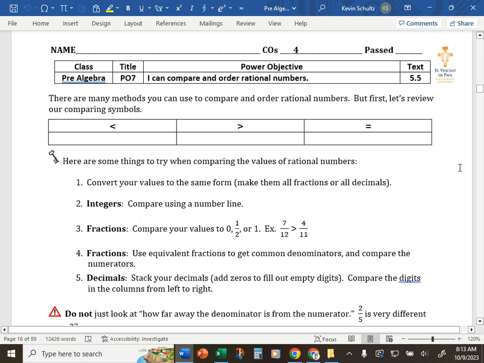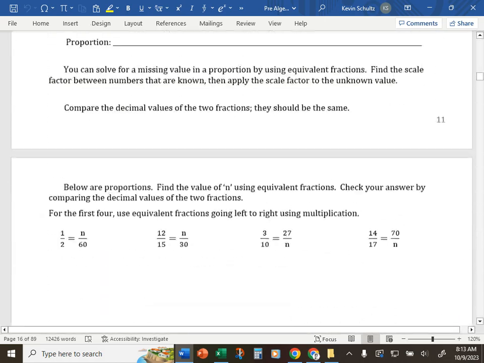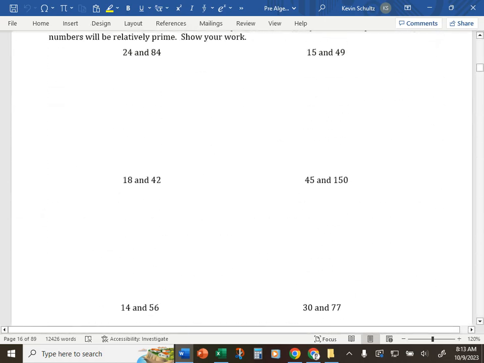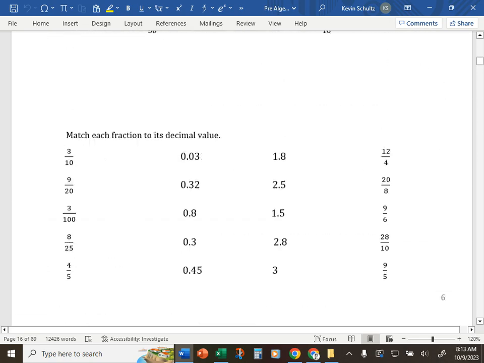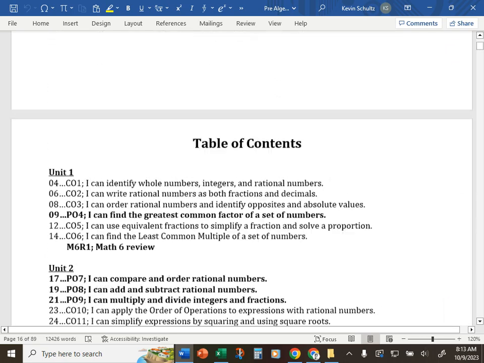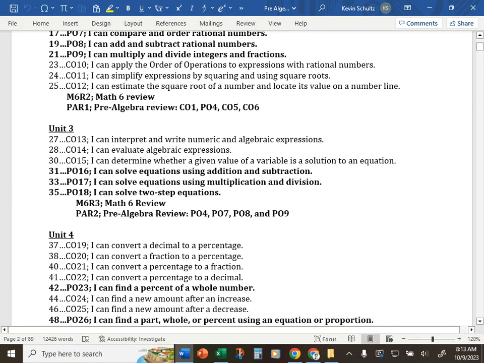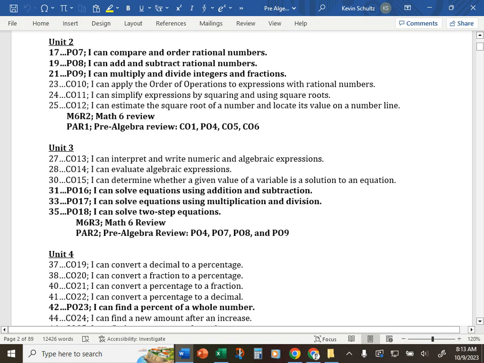We're kicking off Unit 2 with PO7, a PO to start out Unit 2. In fact, Unit 2 has quite a number of POs in it. If we look back way at the top where we get our table of contents, way up here. Unit 2, oh, it only has 3 of them. I thought it had more than that. Anyway, 3 right off the bat.